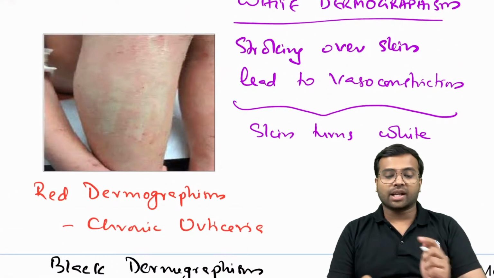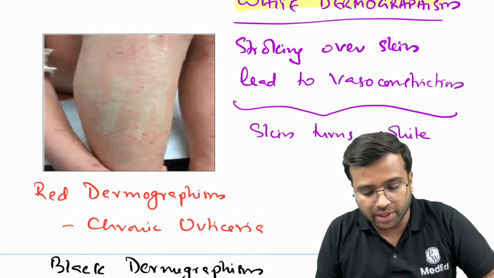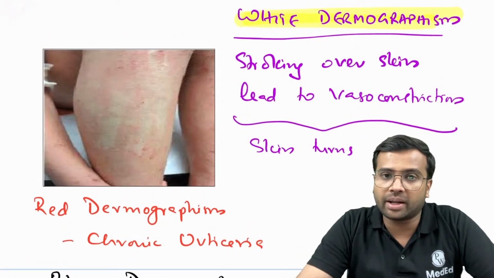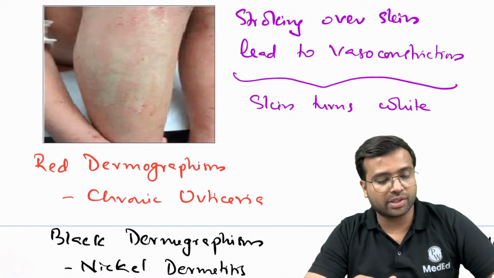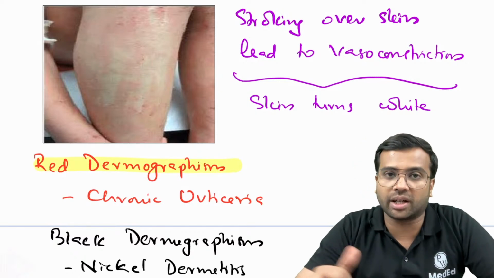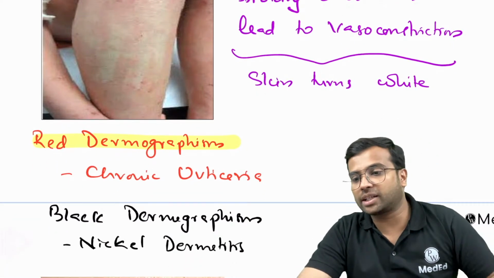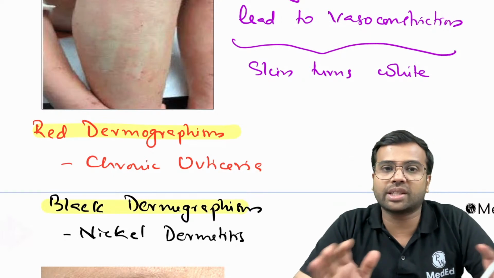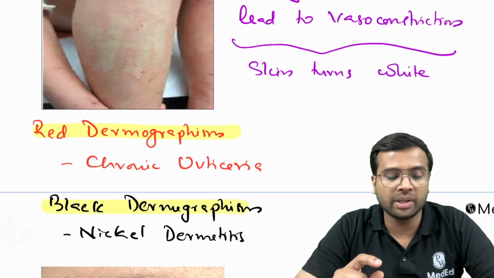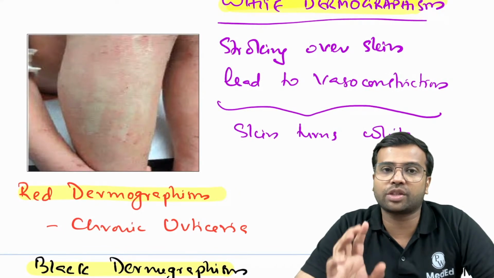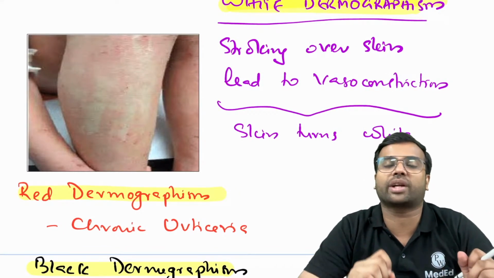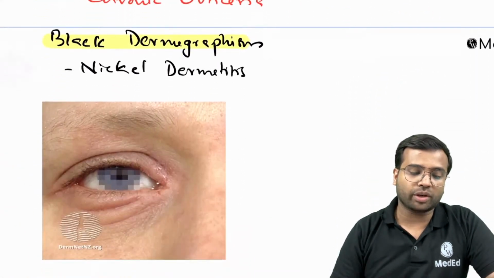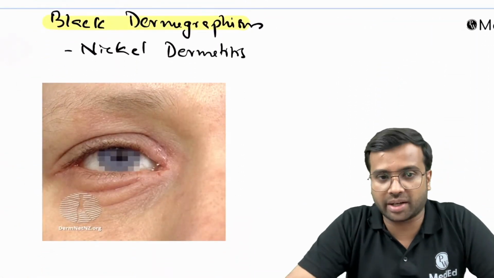So remember these three very important things related to dermographism. White dermographism is seen in atopic dermatitis, which is the topic of our day. Red dermographism can be seen in chronic urticaria, and black dermographism can be seen in nickel dermatitis. This is a clear-cut image where you can see that white dermographism has been demonstrated. White dermographism falls under the minor criteria.